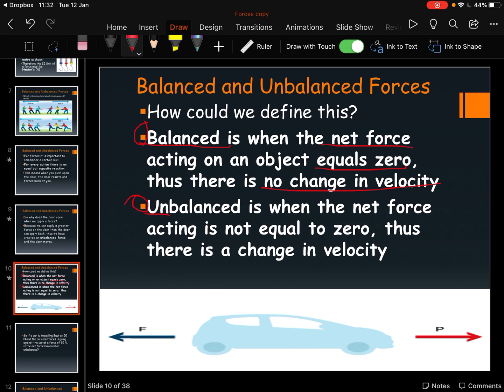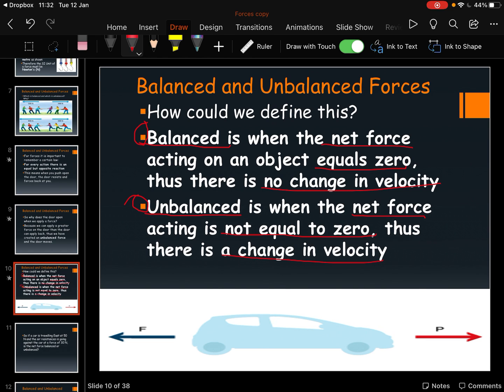Unbalanced. All right, so unbalanced then: net force not equal to 0, change in velocity. You see, so the difference. So balanced, again, every action equal but opposite. So if balanced means the net force is 0 and there's no change in velocity, unbalanced means the net force is not 0 and there is a change in velocity.